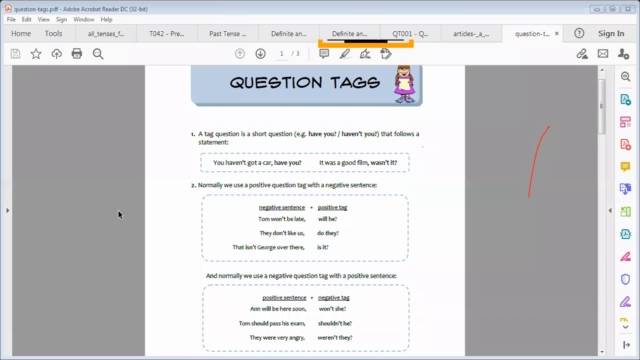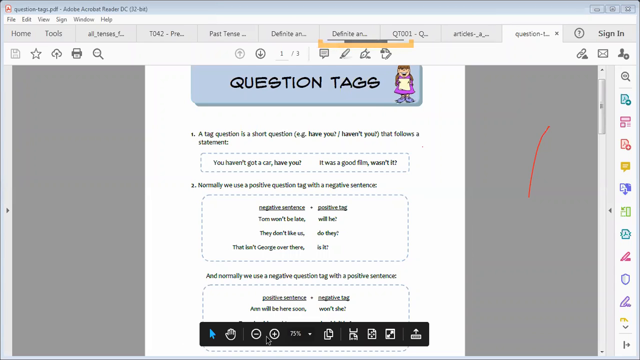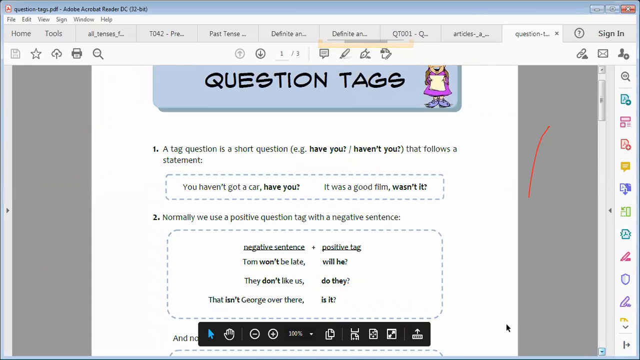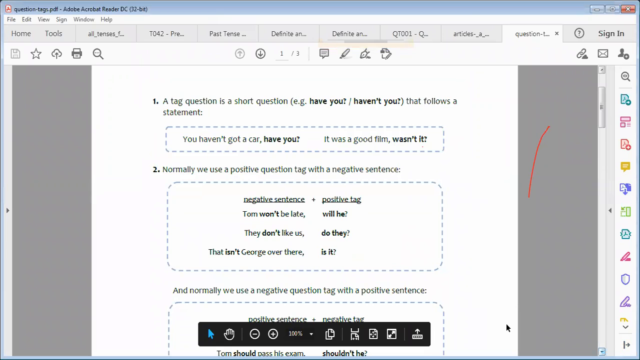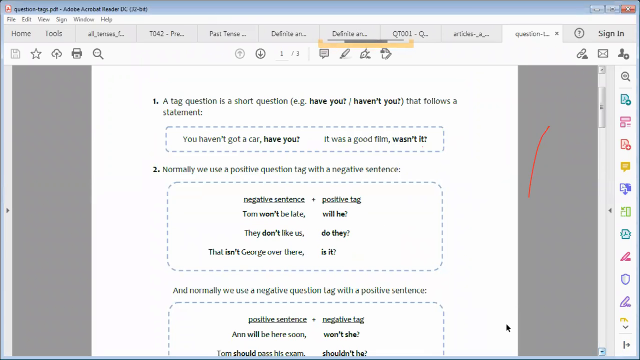Then, normally we use a positive question tag with a negative sentence. So if the given sentence itself is negative, then the question tag is positive. This is the first thing you should remember. Tom won't be late. Will he? They don't like us. Do they? That isn't George over there, is it? So see, the sentence was negative, so my question tag is positive. This is the first thing you're going to remember.